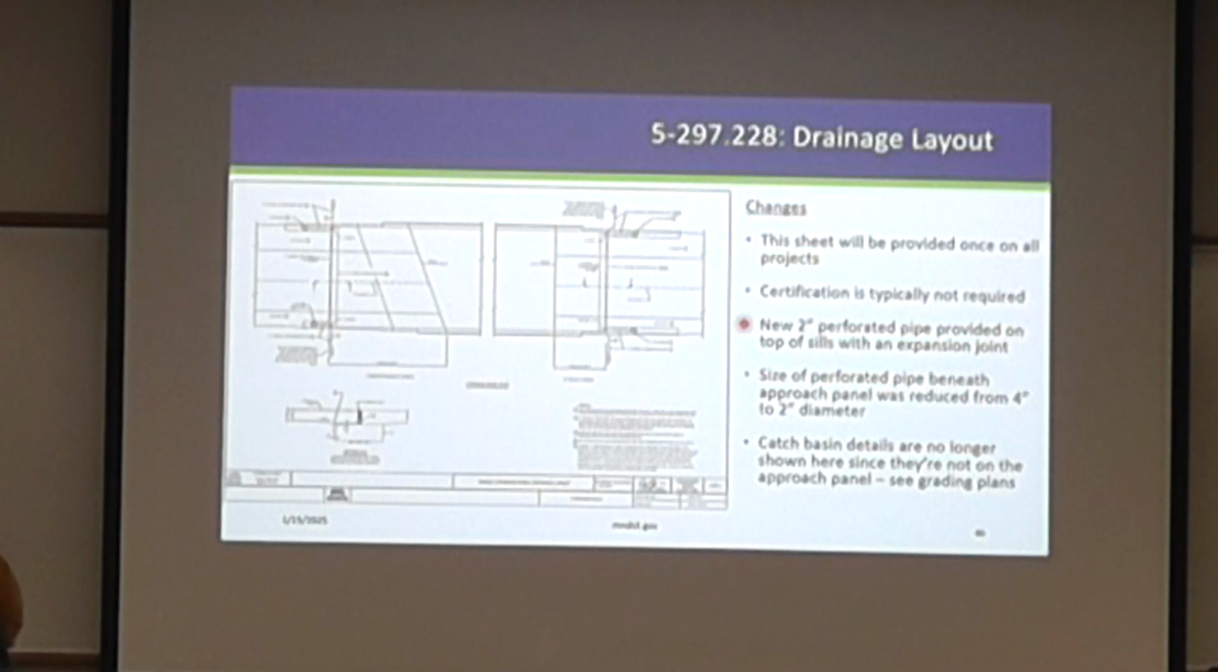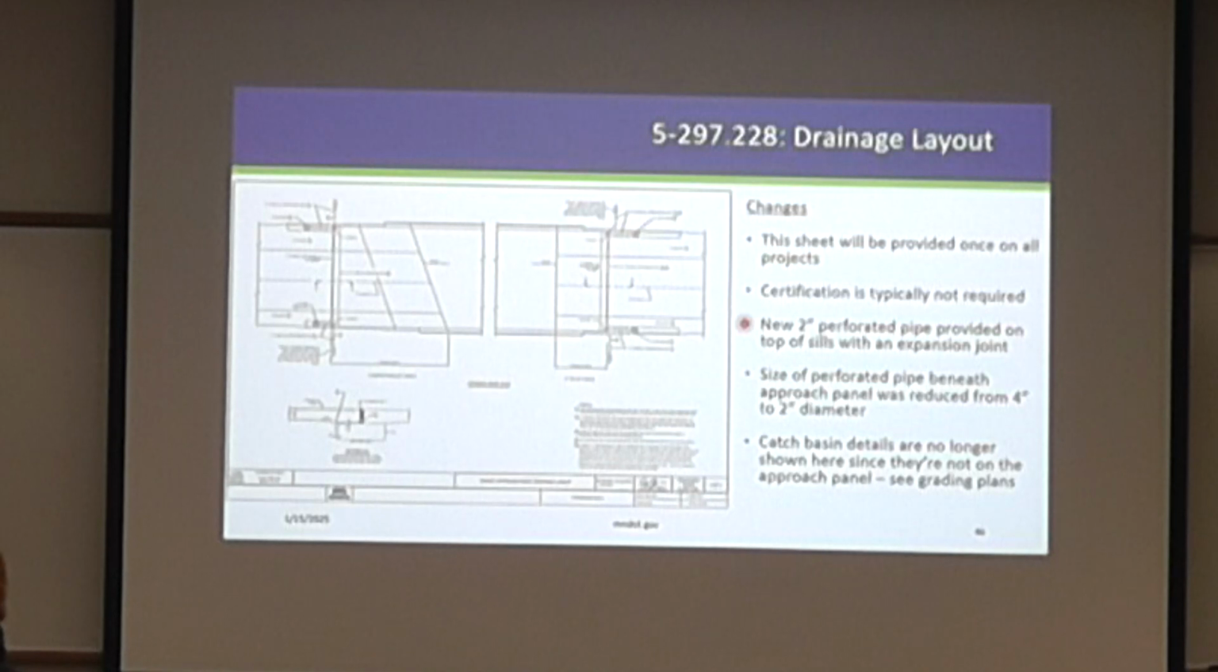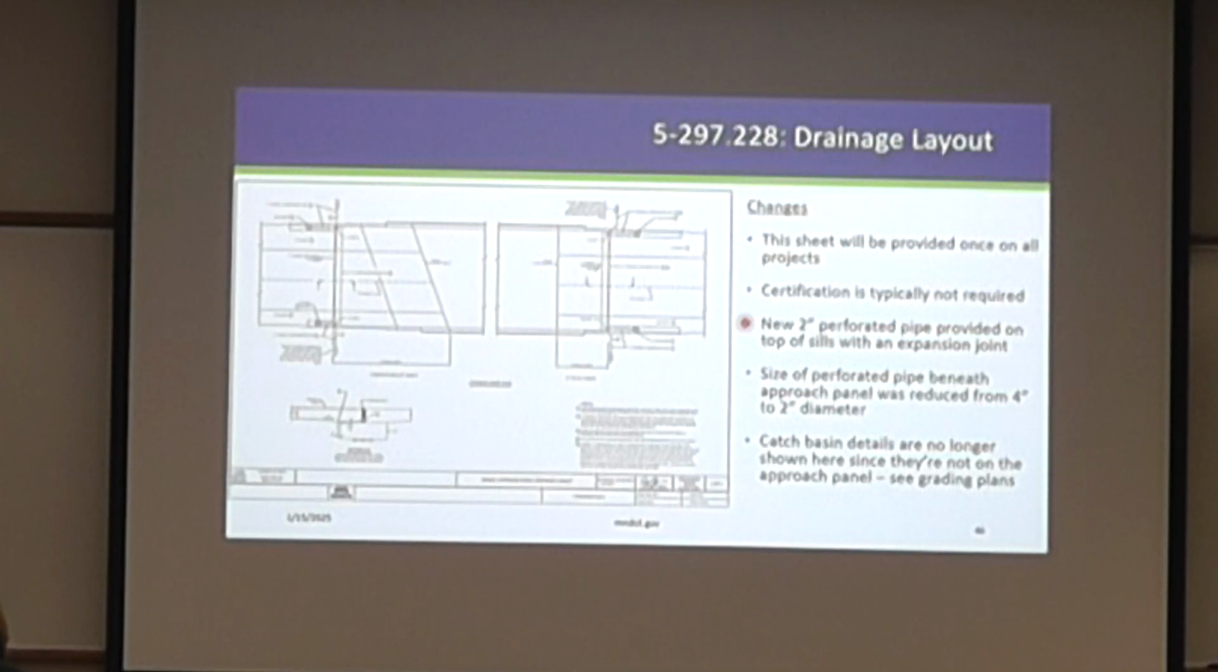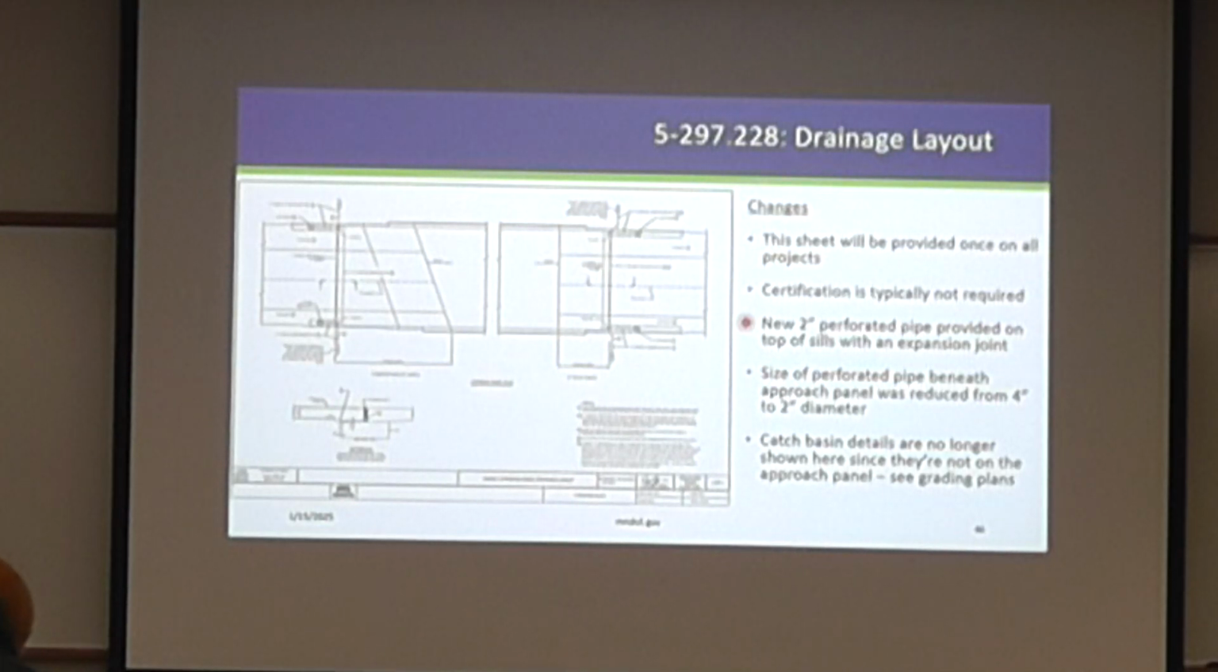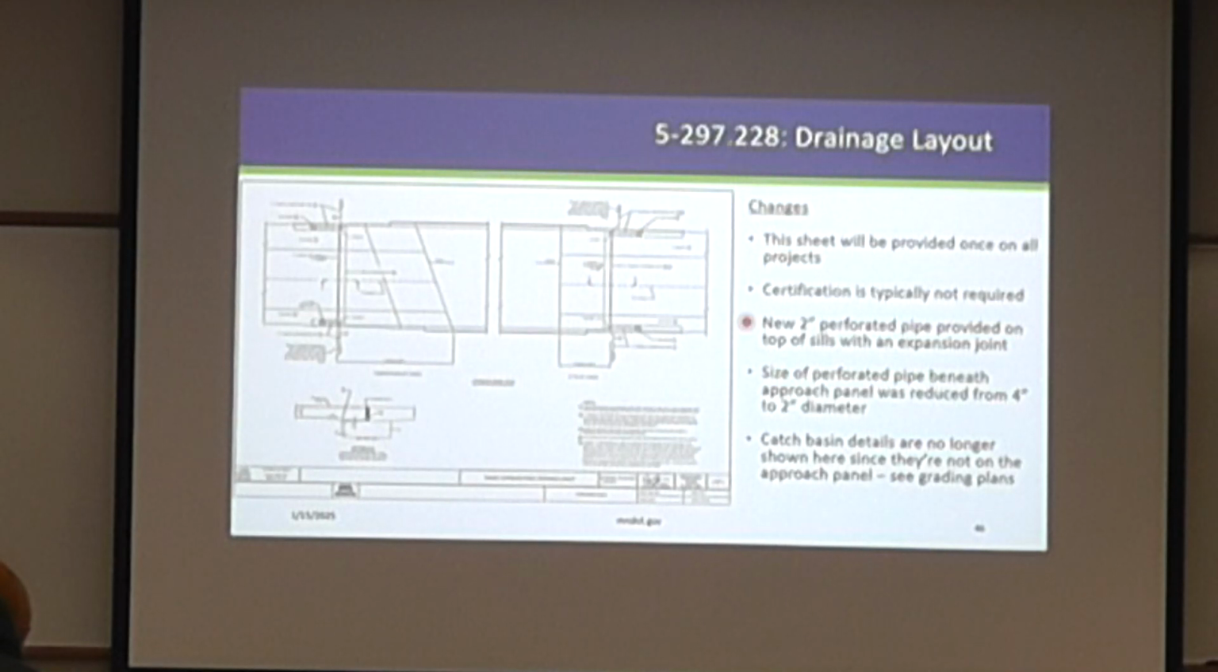So we have this new 2-inch perforated pipe provided on the top of the sills. I was showing that a little bit earlier. Basically, right below that E8 or E5 joint, we've got that perforated pipe. It's a little bit smaller than it used to be, and I think it's because it's within the joint itself, and there's also a separate drainage pipe right by the edge of the sill as well, that I showed you guys earlier.